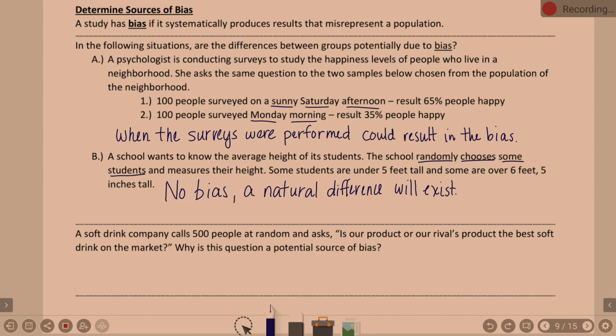And another one when you're ready. A drink company calls 500 people at random and asks, is our product or our rival's product the best soft drink on the market? Why is this question a potential source of bias? Because some people might have been too nice to say no.